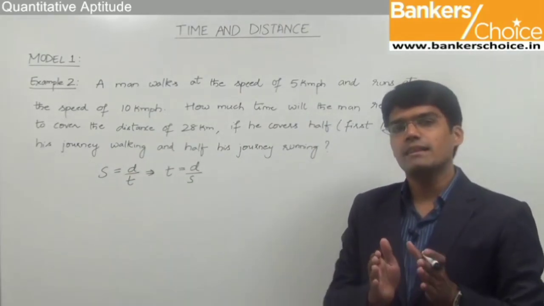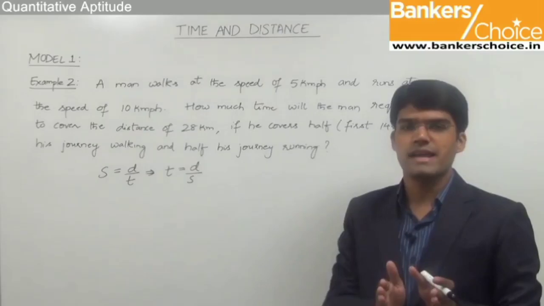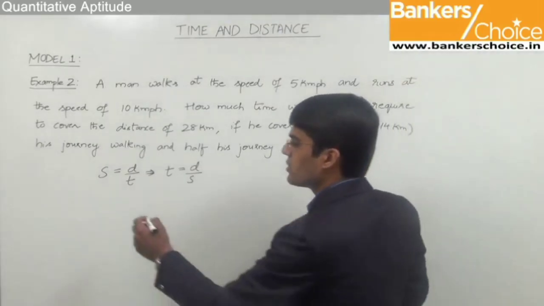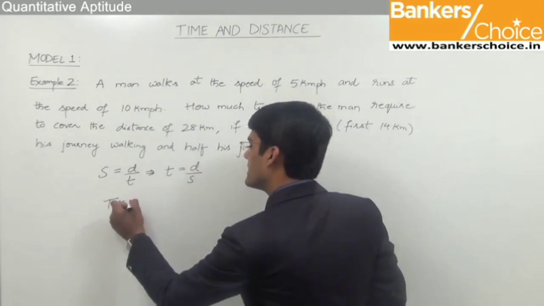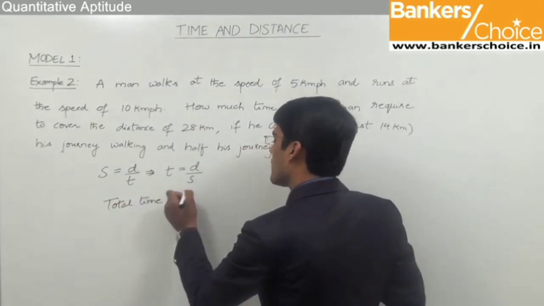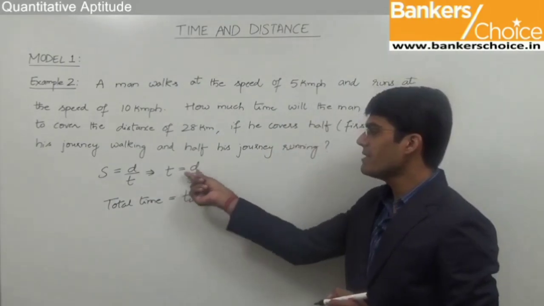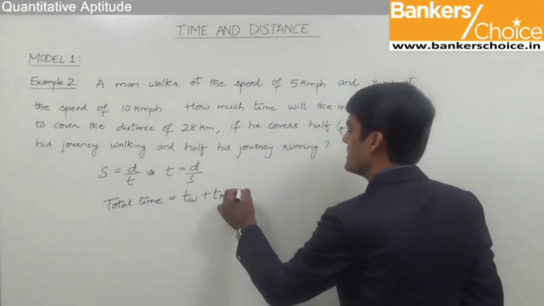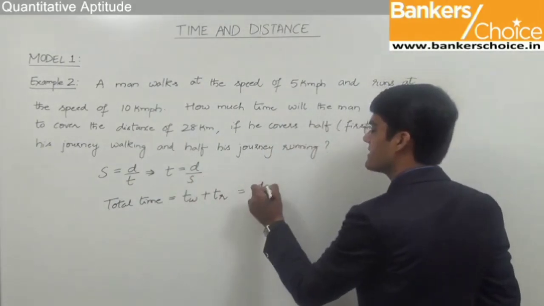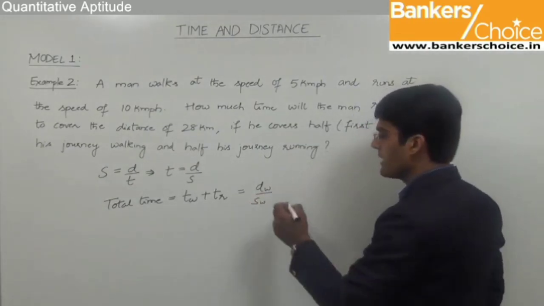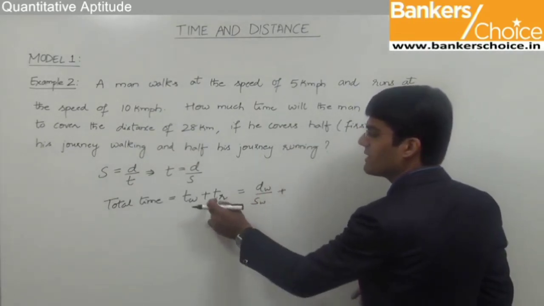As you can observe here, the total journey is covered in 2 halves. So we can say that there are 2 periods of time. In the first time period, the man walks, and in the other time period, the man runs. So the total time required can be taken as time for walking plus time for running. And as we know that time is distance by speed, we can simply say that time for walking is the distance which he covers by walking divided by speed of walking, plus again time is nothing but distance by speed.